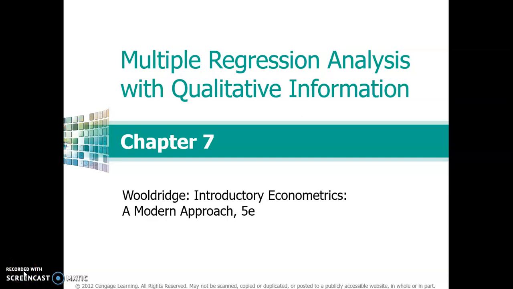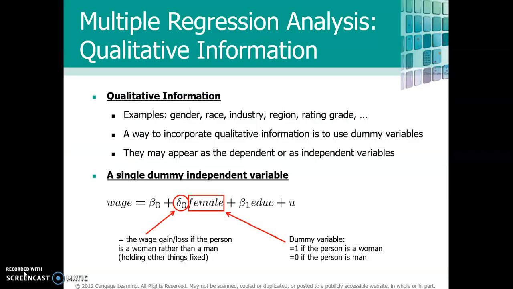Welcome to chapter 7, and we are going to deal with qualitative information. We know that in regression models, sometimes we use variables that cannot be quantified, and so we can only describe them qualitatively. Such variables, we refer to them as conveyance of qualitative information. We have examples of gender, race, industry, etc.